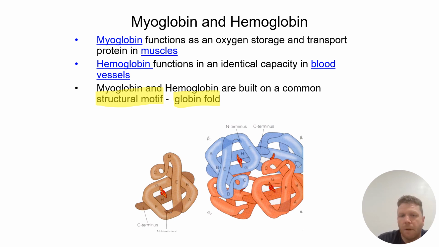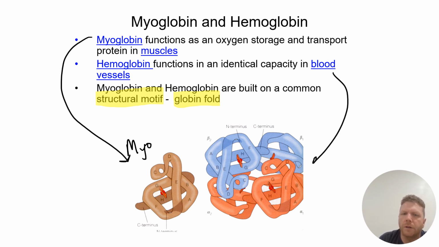Now, here's a model of myoglobin on the left, and hemoglobin on the right. What I want you to look at when you look at the structure is, let's start with myoglobin because it's a little bit easier to process, in part because it's just one polypeptide. Hemoglobin is four polypeptides. One peptide, four peptides.